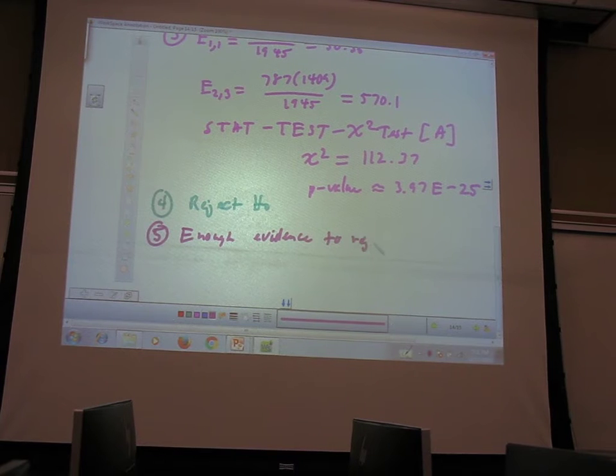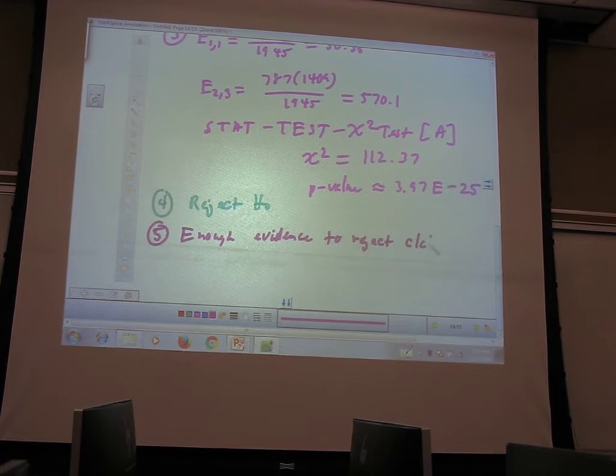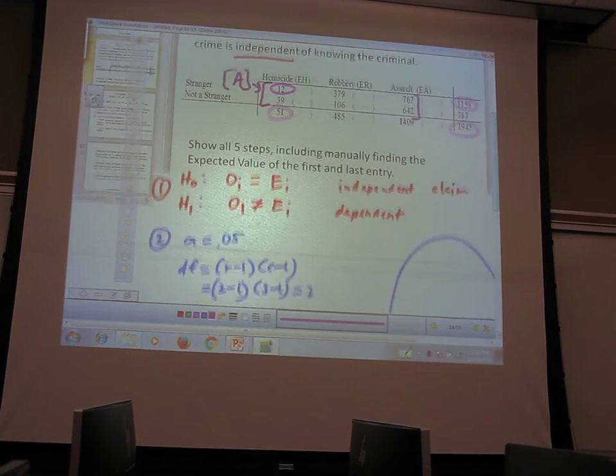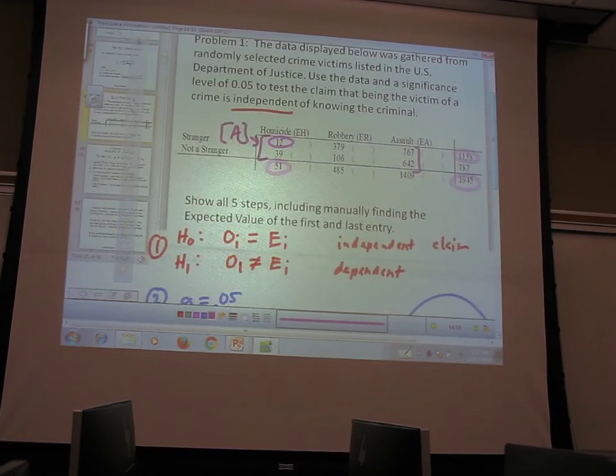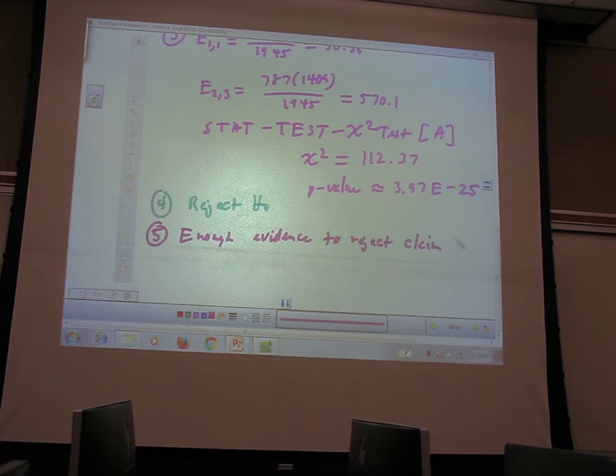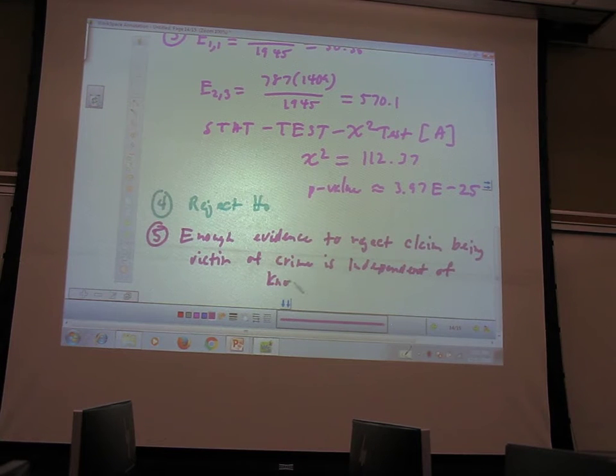Okay, it's 3 points. Reject the claim that being a victim of a crime is independent of knowing the criminal. Okay, good deal. Perfect.